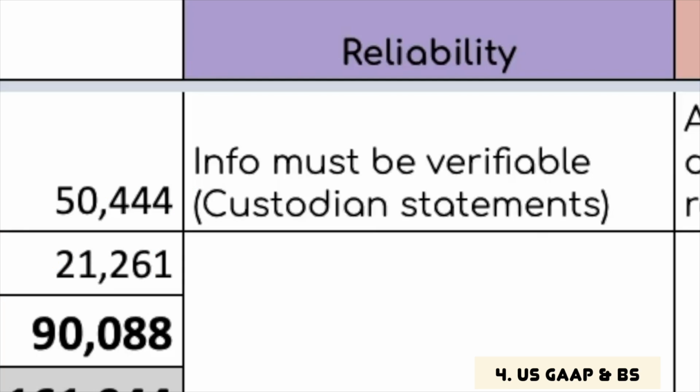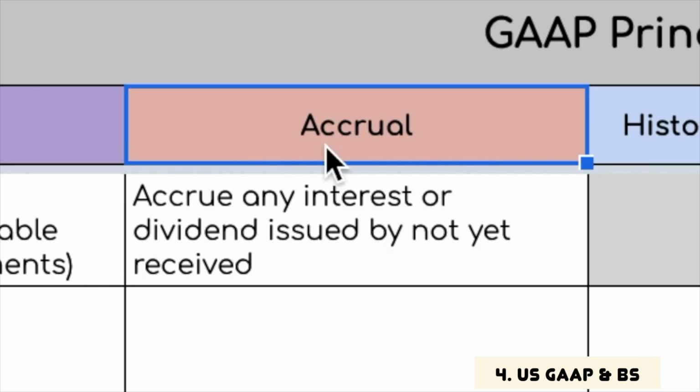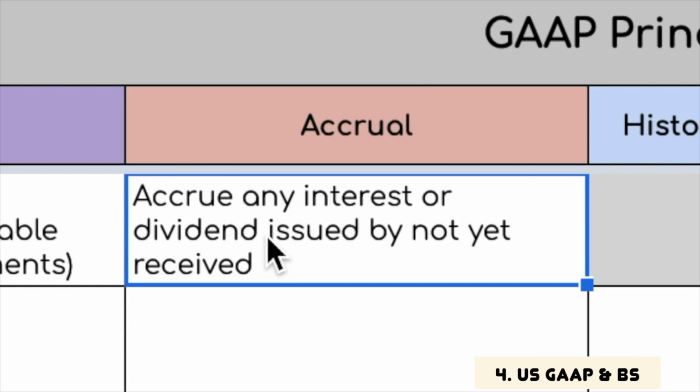And so the way that this should be tied into GAAP principles is that reliability, this information must be verifiable, and the way to verify it is to get custodian statements. For example, equities, I need to be able to reach out to the custodian, for example, if it's Morgan Stanley or whoever it is, and ask for these statements to tie back into these balances, and that's how I'm able to verify it.